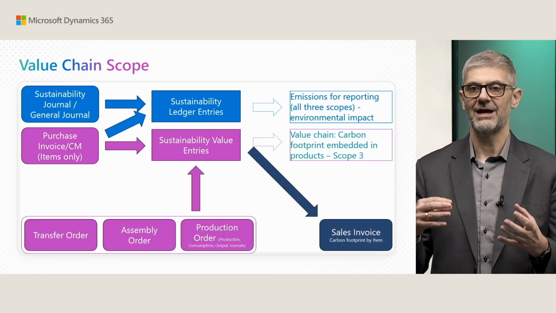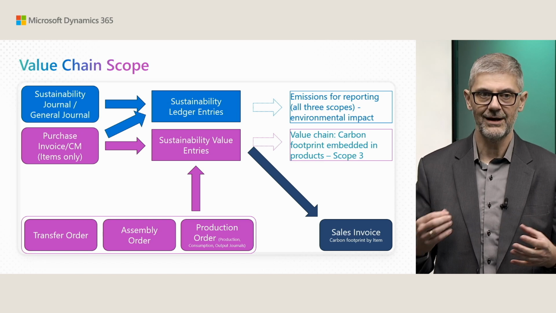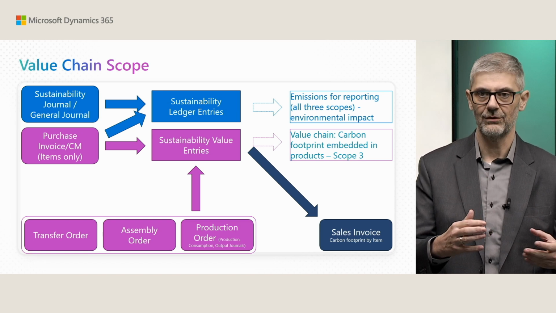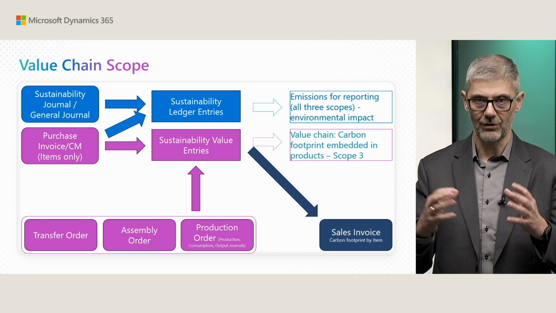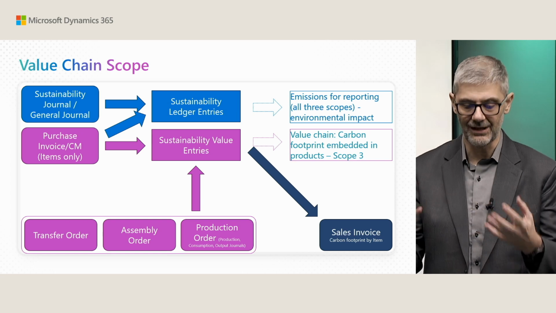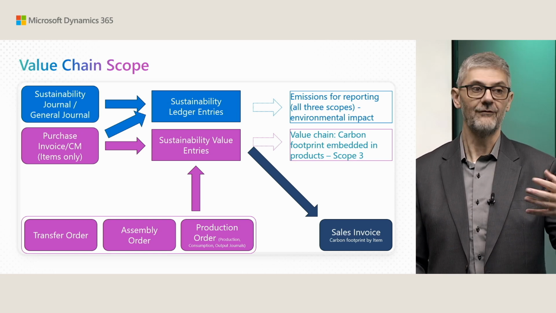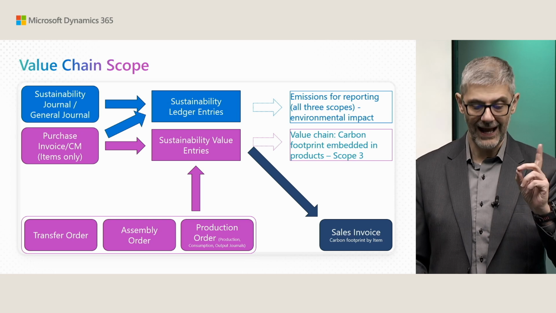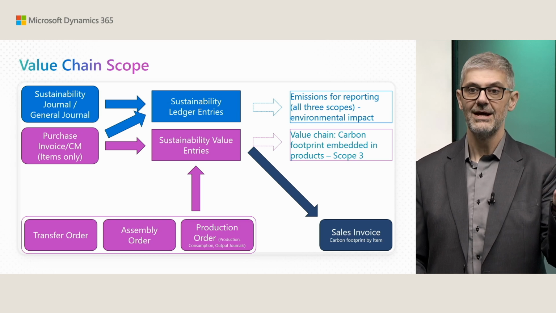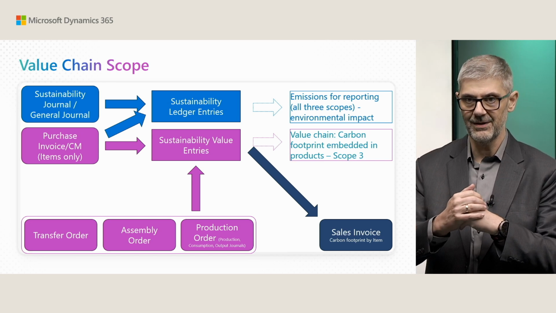So what we have there, we have sustainability value entries. This is very similar to what we had earlier with the costing method for items. So now we have similar functionality with value entries, but this is a sustainability value entry. So what is happening when you post a document from a purchase document, only items at this moment, not item charge, the system will collect all this information about items, and we will have a sustainability value entry.